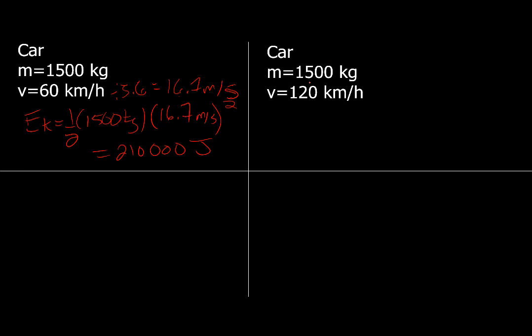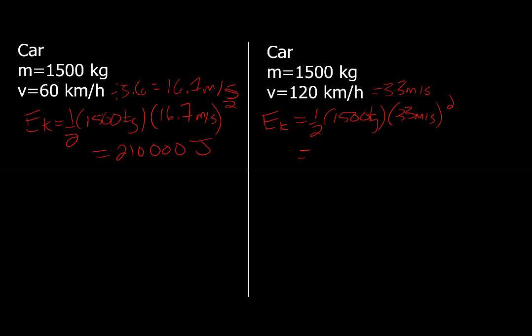Scenario 2, same car, 1,500 kilograms, but now its speed is double. Some people will think that that means that the kinetic energy will be double, but since the speed is squared, it's actually more. Once again, I'll go 120 divided by 3.6 to get my speed in meters per second. I got 33 meters per second. And then I'm going to run the same calculation again. It should actually be 4 times the amount, so it should be about 800,000 because it's doubling the speed, but the speed is squared. So that's 1/2, 1,500 kilograms times 33 meters per second, and that is squared.